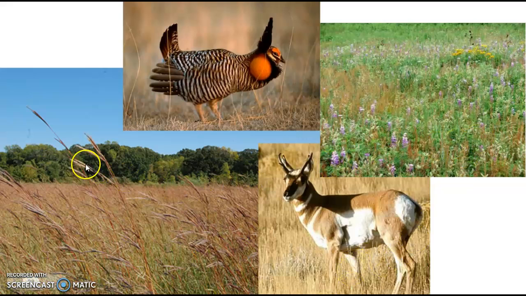This is one of my favorites. We have this out in the ELC, and there's a lot of it out at Nye Park. This is called Big Bluestem. It's one of the tallest prairie grasses. This is a pronghorn antelope. This is a prairie chicken. And here are some forbs intermixed with the grasses. So there you have it. Biomes of Minnesota in summary.